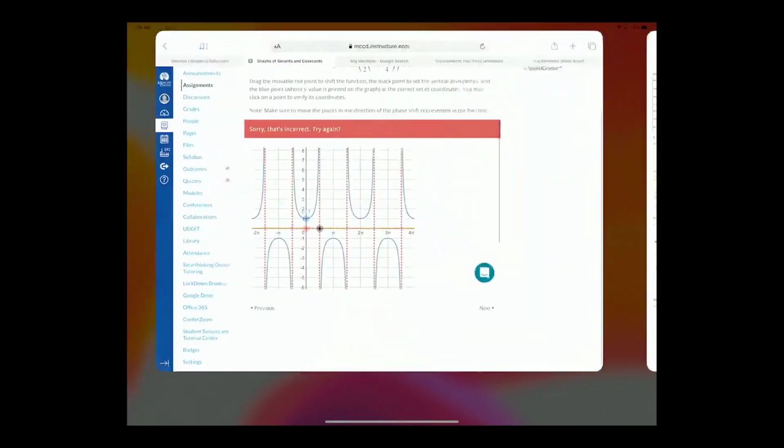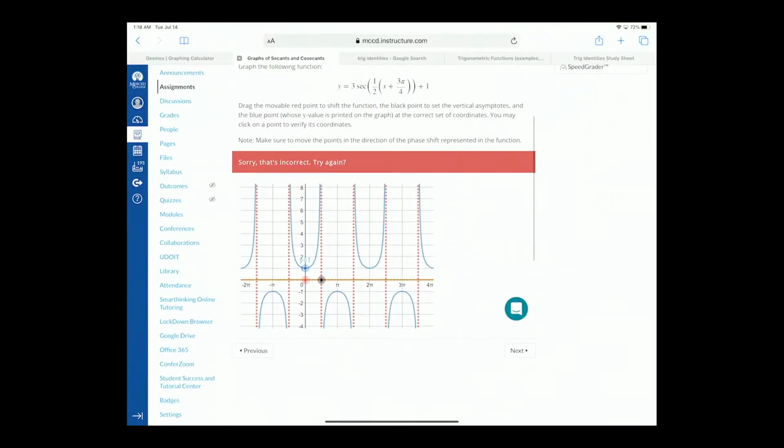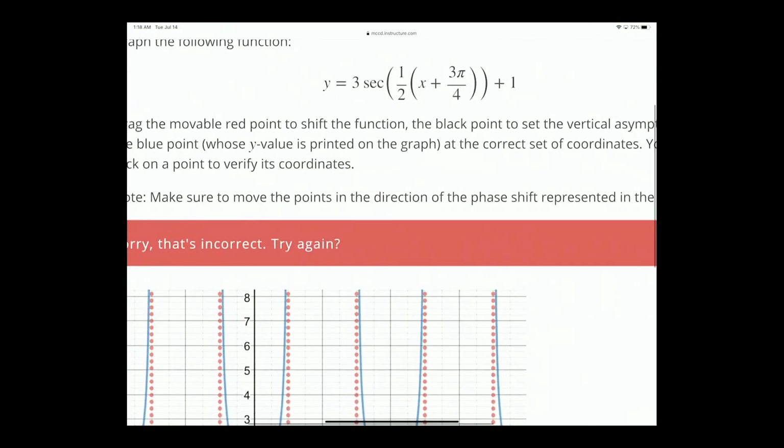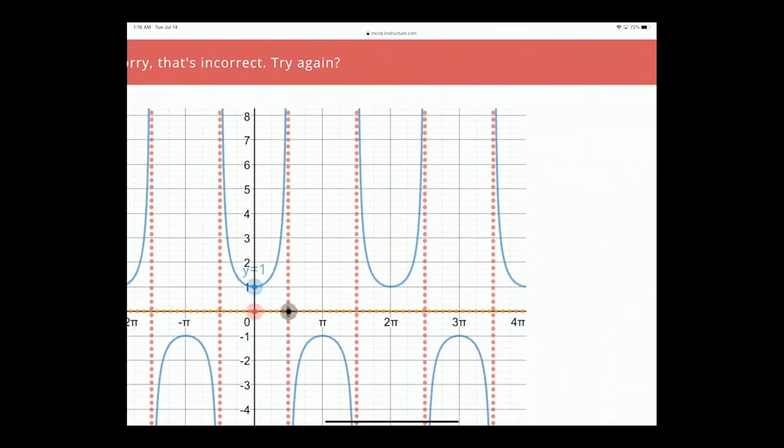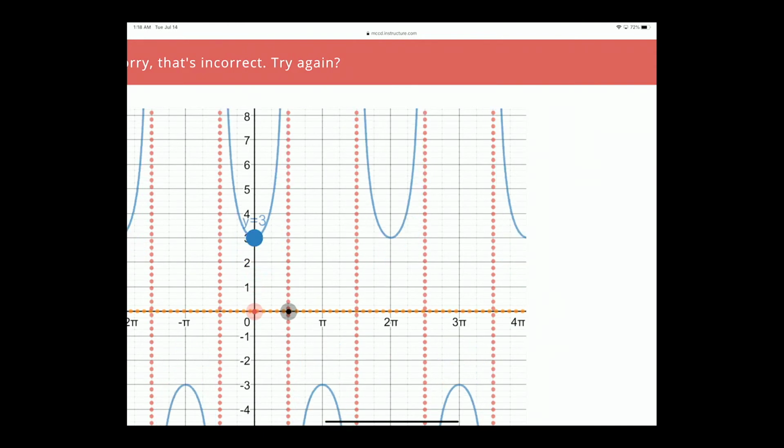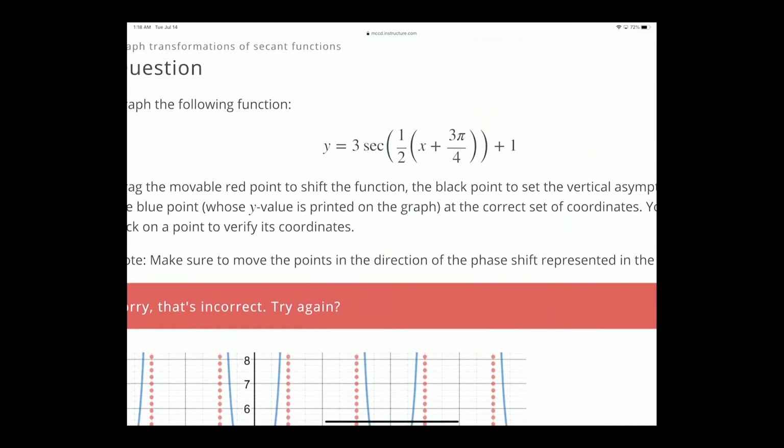All right, let's do one of these. We know how to do these. These are the easy kind, right? What's the 3 do? The 3 makes it 3 times as tall. So you take this blue dot, and it's at 1, and you move it up to 3. 3 times as tall. All right.